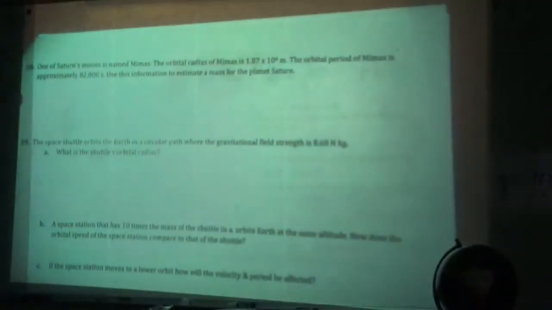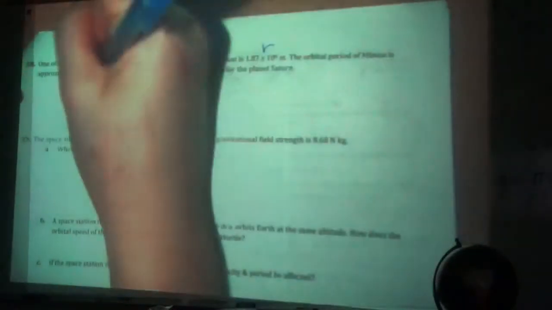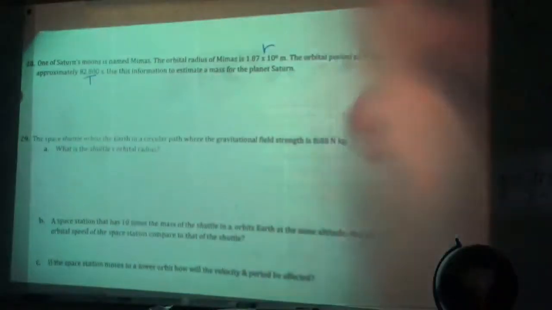One of Saturn's moons is named Mimas. I don't know how to say that. It has this orbital radius, here I gave you r, and this orbital period, T, and I want to use this to find the mass. So all I have is T, r, and I'm looking for M.